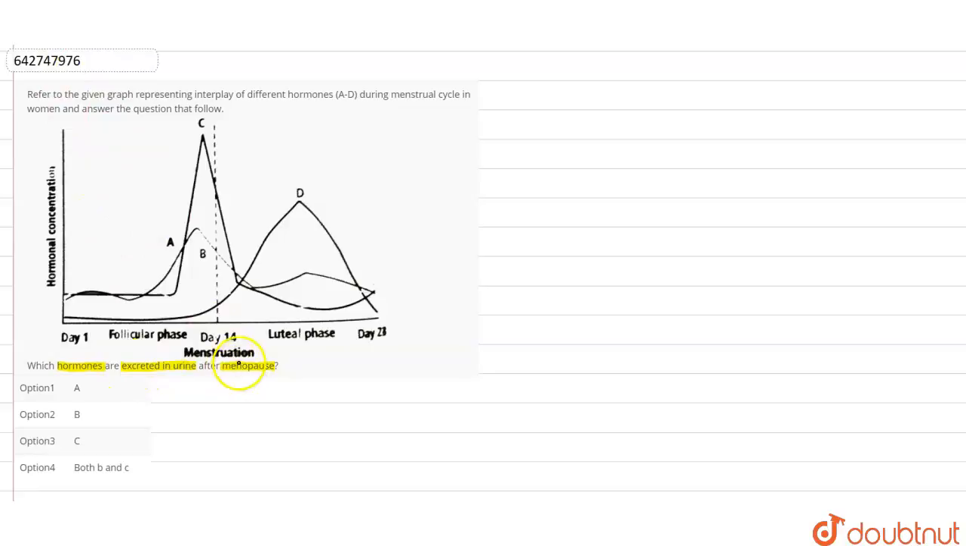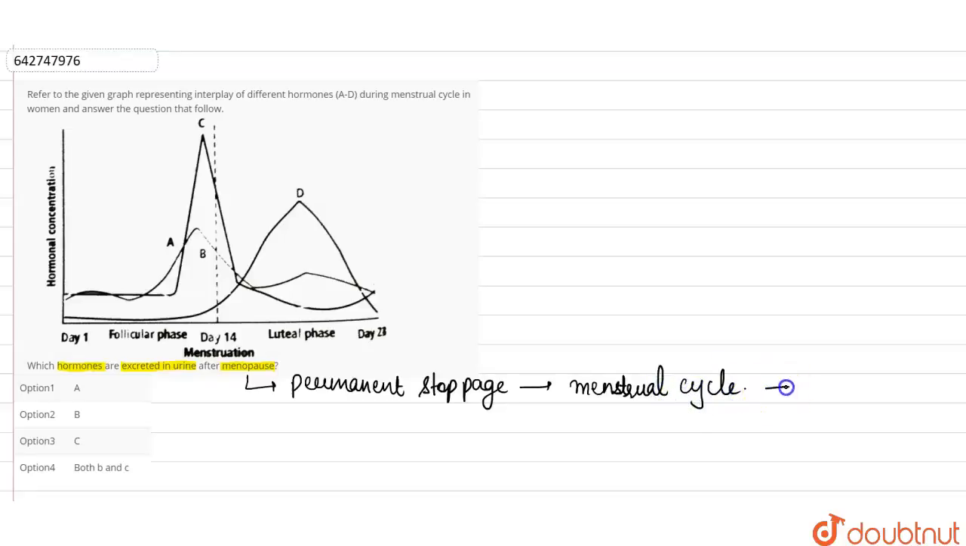So we discuss what menopause is. It is the permanent stoppage of menstruation or the menstrual cycle in females around the age of 50. That's basically known as menopause. So we are asked which hormones are excreted in the urine after menopause.